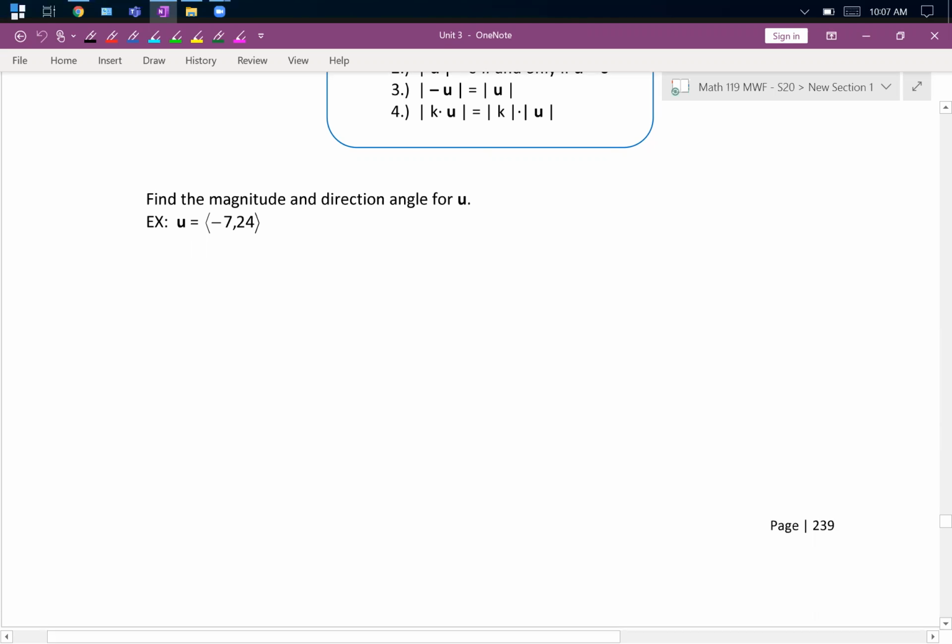So let's find the magnitude and direction angle for our given vector u. The magnitude of u is going to be the square root of a squared plus b squared.